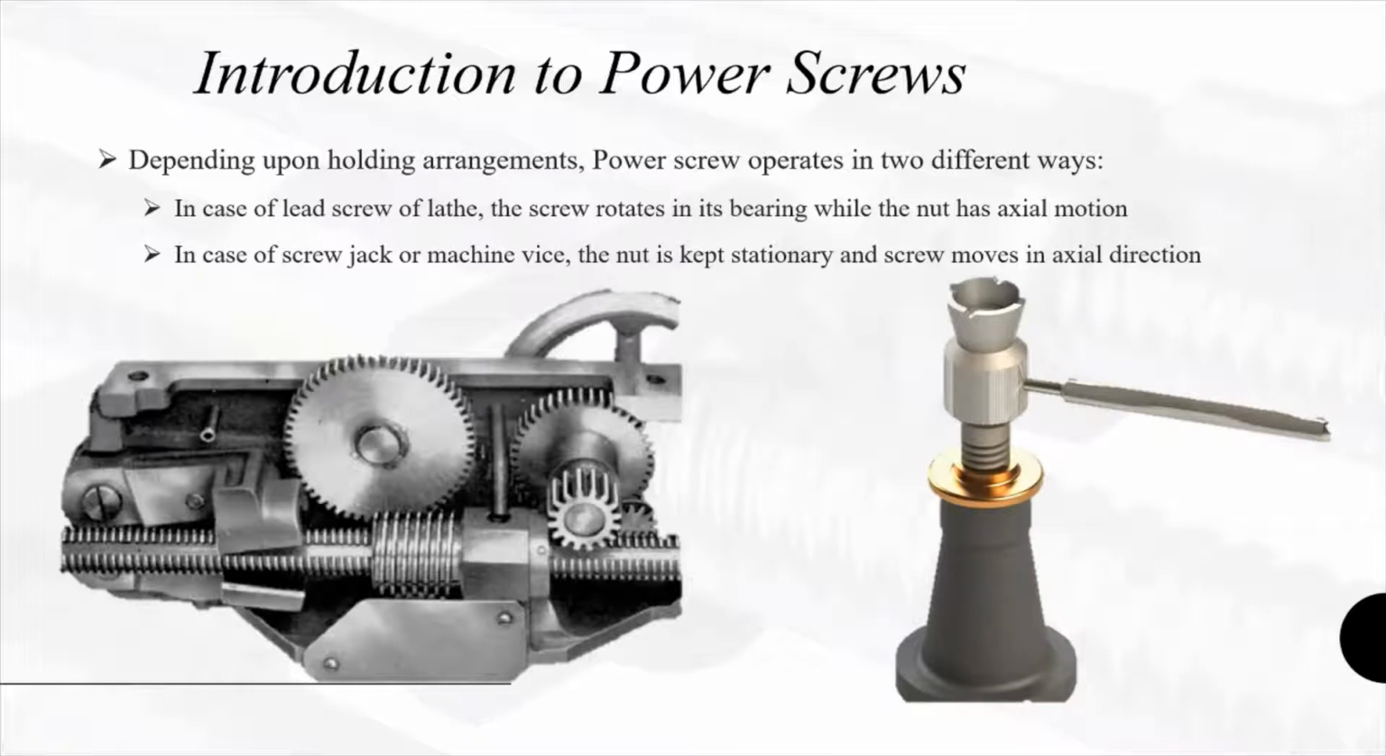Depending upon the holding arrangement, power screw operates in two different ways. First, in case of the lead screw of a lathe, the screw rotates in its bearings so that the nut has axial motion. In case of screw jack or machine vice, the nut is stationary and the screw moves in axial direction. So in the first case the screw rotates at its own position and the nut moves in axial direction; in the second case, the nut is stationary and the screw moves in axial direction.